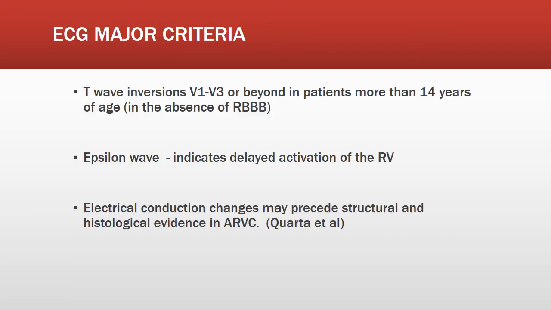Also, having an epsilon wave on the ECG is a major criterion for diagnosis of ARVC, as this indicates delayed activation of the right ventricle. Now, what's very, very important is that ECG changes can actually precede any echo change or histological change in ARVC. So the ECG should be scrutinized very, very carefully.